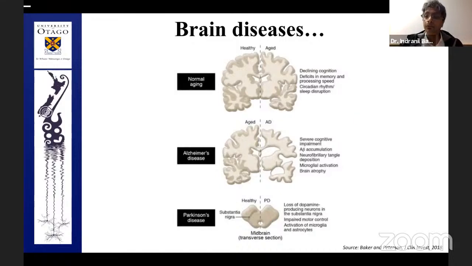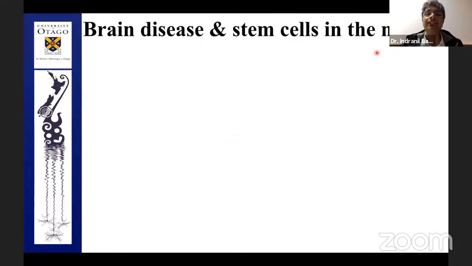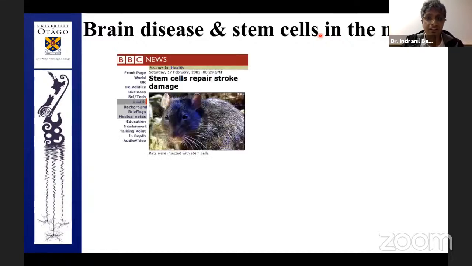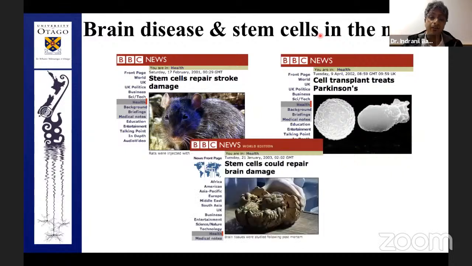Now, how to solve this problem? In order to solve this problem, researchers have been trying different strategies to save the dying neurons or to replenish the dead neurons. One of the techniques that has caught the attention of researchers for the last 2 decades is called stem cells. It has been in the news for the last 2 decades. You have probably heard about stem cell replacement therapy in the news. As I mentioned, it has been discussed in different brain diseases like stroke, Parkinson's disease, and in cases of brain damage, to repair brain damage, etc.